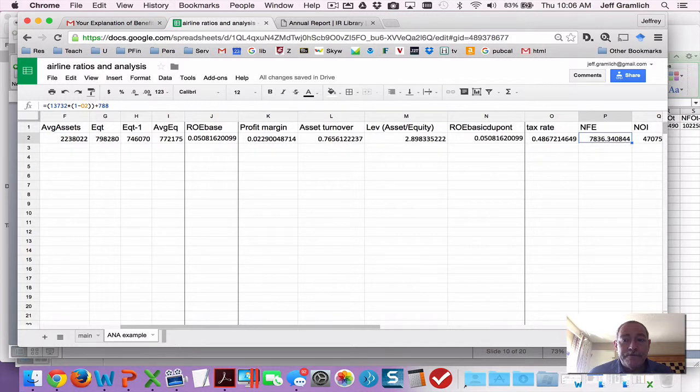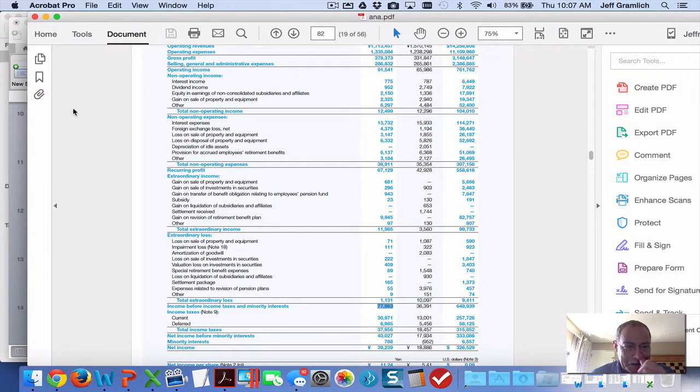Net financing expense is going to be the cost of after-tax interest, preferred dividends if we have any, and we don't in the A&A's case, and the minority interest that's in net income, and we do have that. So let's take a look at net financial expense, or financing expense, and we're going to go back and see the 13,732 is our interest expense. Let me show that to you.